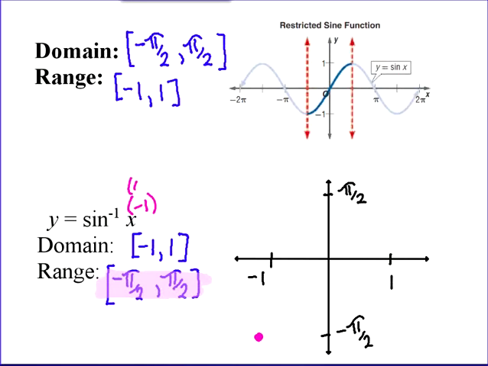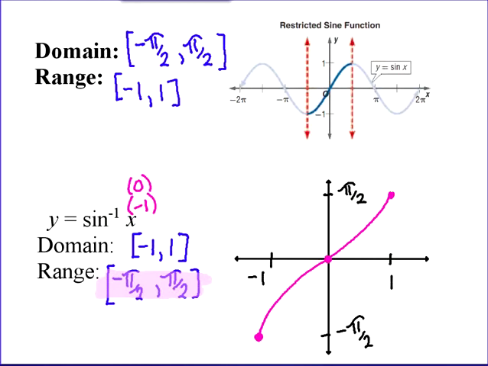I want you to do the same thing with 0. What is the inverse sine of 0? 0. Do the same thing with 1. What's the inverse sine of 1? 90. So that's what our dots look like. Here is what the graph is going to look like. That is the graph of the inverse sine of x. Okay, domain, negative 1 to 1. Range, negative pi over 2 to positive pi over 2.